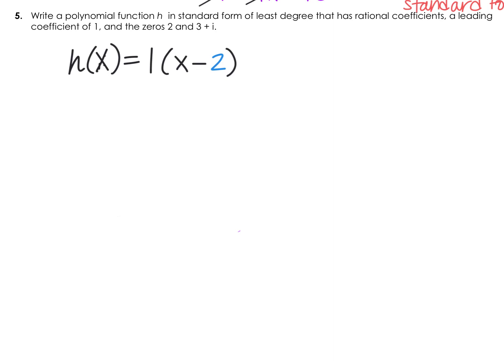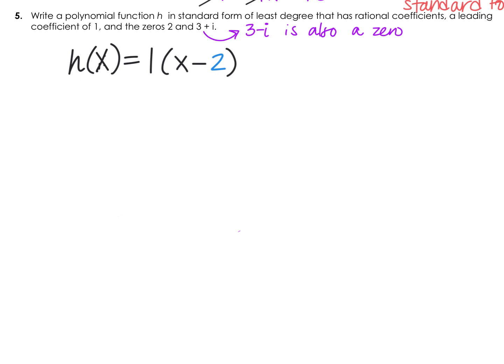I also have a 0 of 3 plus i. If I have a 0 of 3 plus i, what other 0 do I automatically have? What is the conjugate of that? Because you have to, i's come in pairs. So if I've got 3 plus i, then I also have 3 minus i as a 0. Okay.